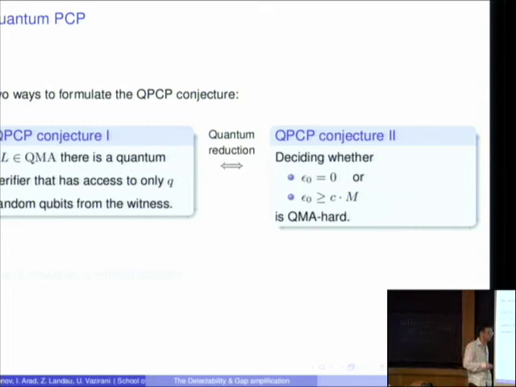Is it obvious the reduction needs to be quantum? No, it's not obvious, but that's what we know. We don't know a way. One way we know how to do it non-quantumly, but the other we don't know how to do it.